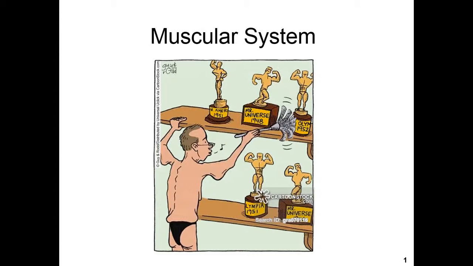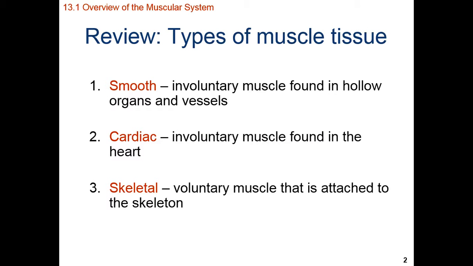Hey class, let's get started with our discussion on the muscular system. Our muscular system is going to be comprised of three different kinds of muscular tissue, and this is reviewed from earlier on when we talked about different tissue types. The three tissue types of our muscular system include skeletal muscle, smooth muscle, and cardiac muscle tissue.